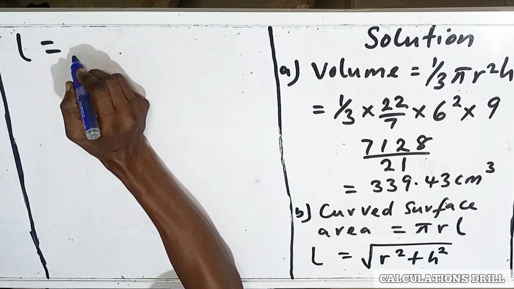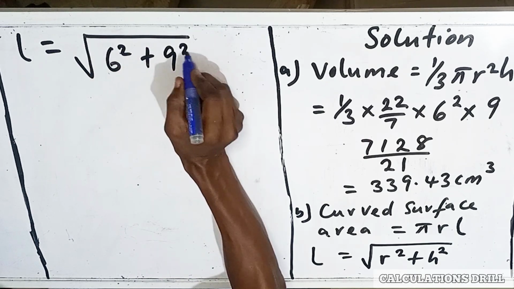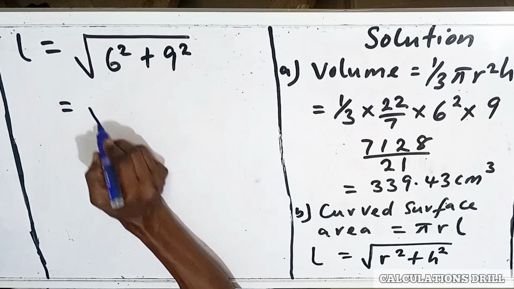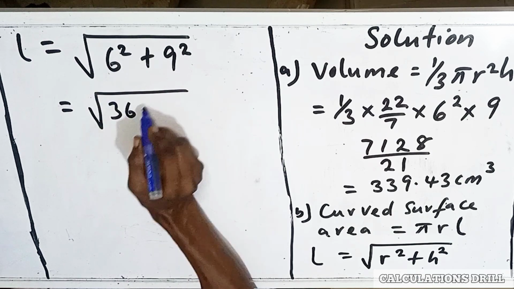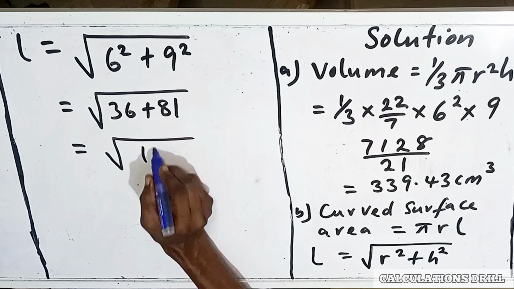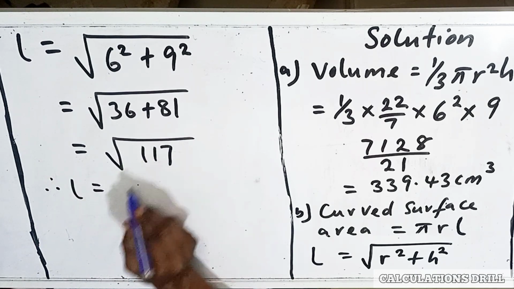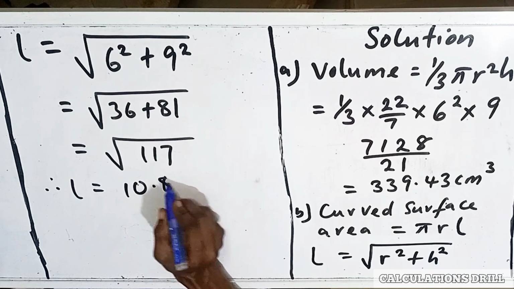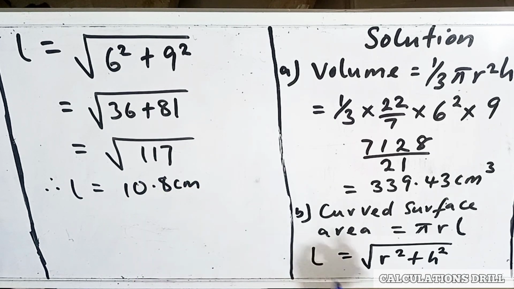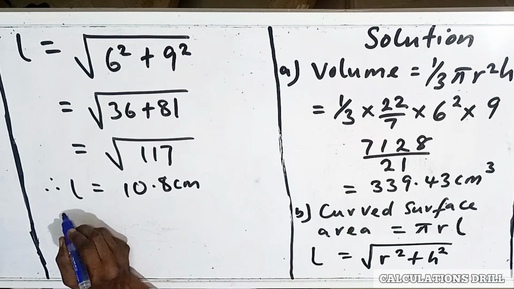And when we did that, we put in the value of radius and the value of the height, which are 6 and 9. And we look for the square root after adding them, and that gave us 117. Square root of 117 will give us 10.8 centimeter. So that is our slant height or edge.